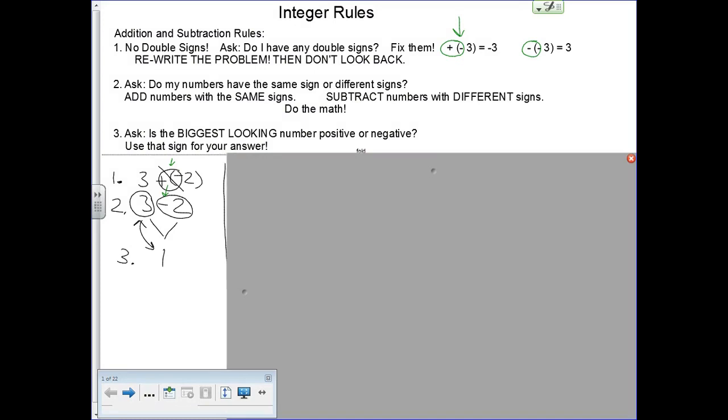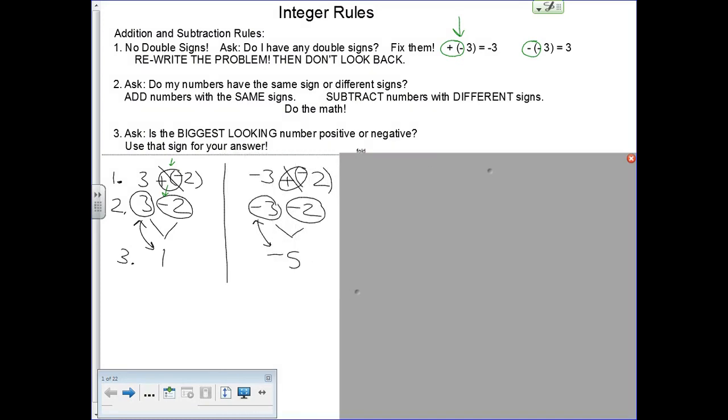All right, now take a look at example number 2. -3 plus a -2. Now this problem is just a little bit different from the first problem because the 3 is now negative. But still, we have that double sign right here of a positive negative. Like in problem number 1, we're going to change this into a negative sign. So a positive and negative crosses out and becomes a negative.